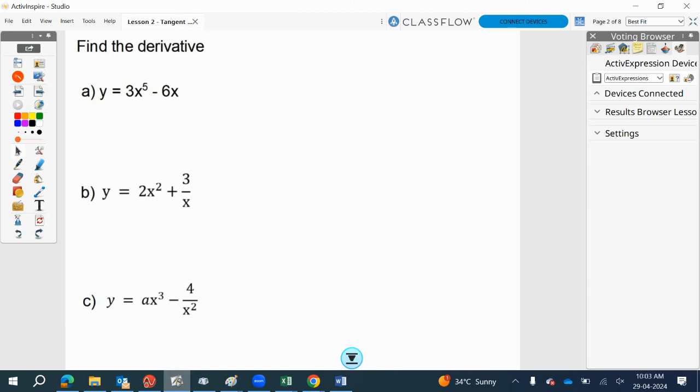So today we're going to be looking at tangents and normals. First off, what I'd like to do is revise what we did last class, which is finding derivatives. So who can help me with this first question? What would the derivative of y with respect to x be?